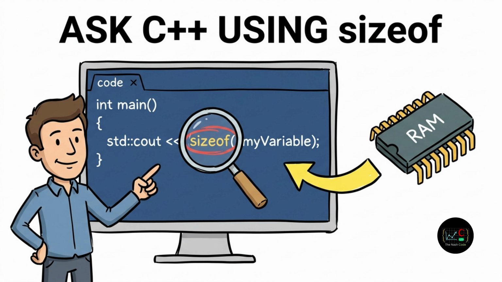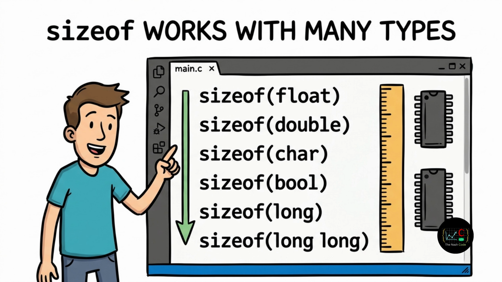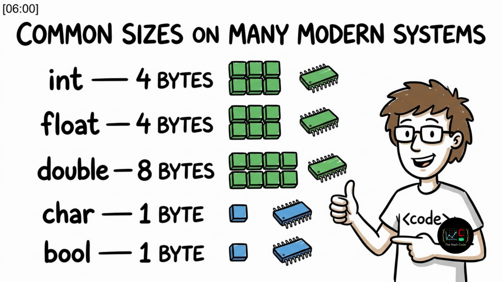For example, cout << sizeof(int) << endl; You can also use sizeof with float, double, char, bool, long, and long long. On many modern systems, you will commonly see int 4 bytes, float 4, double 8, char 1, and bool 1.